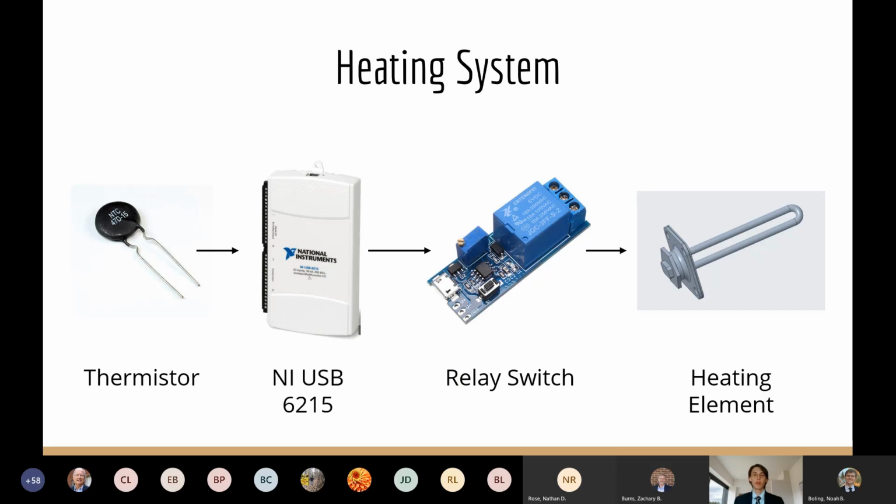Now, for the system, there are two main systems that needed to be controlled. The first is the heating system. We decided to go with a thermistor to record the temperature, as it is waterproof, which then sends its signal into a National Instruments data acquisition device. This allowed us then to send a signal on and off to a relay switch, which would turn on and off the heating elements when we desired to raise or keep the flume at a certain temperature.